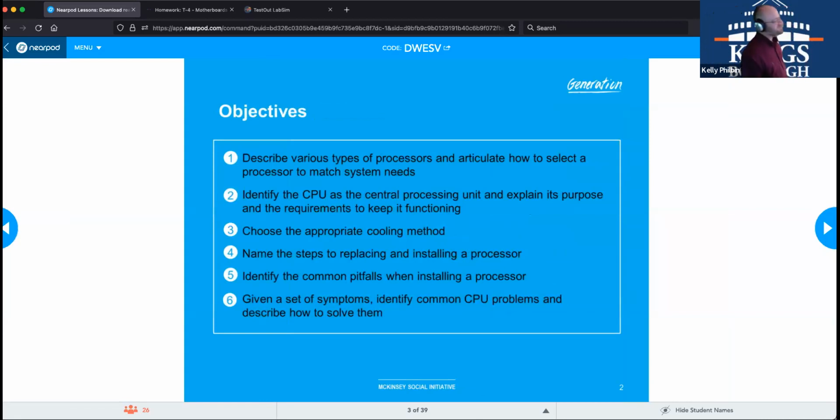Name the steps to replacing and installing a processor. Some of these may sound familiar to you, as we did go over them a couple times last week. Identify common pitfalls when installing a processor. Use that little chip extractor, otherwise you can damage that CPU. And given sets of symptoms, identify common CPU problems and describe how we solve them.